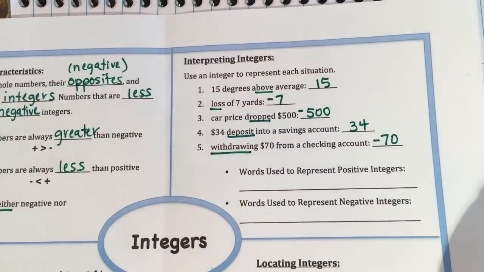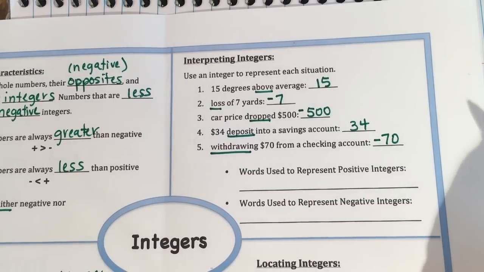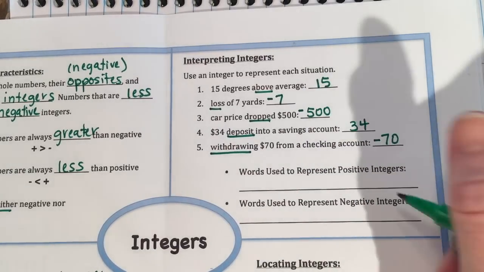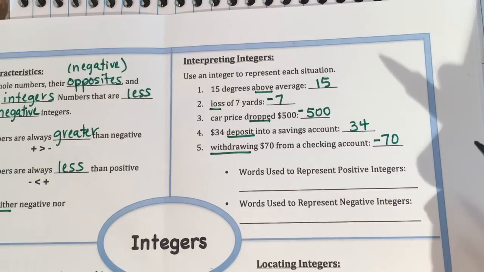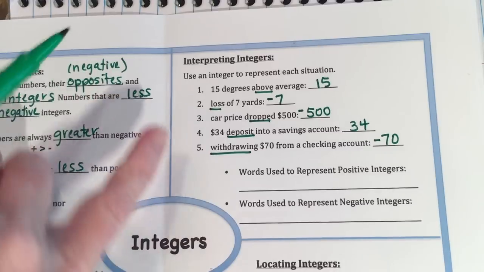It is sometimes helpful to have a list of numbers or a list of words that we can use to represent positive and negative numbers. So that's what we're going to fill in here next. So you can use these as you do your homework, in case you forget what one of these words might mean. So let's look at the examples we started with.